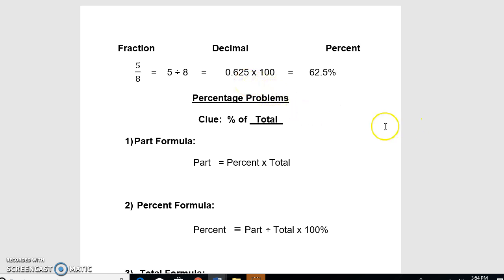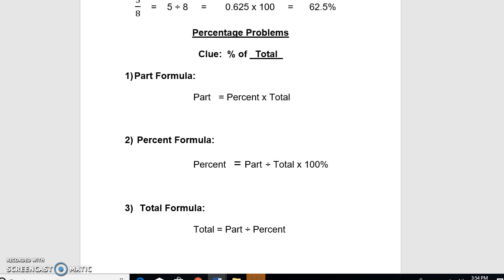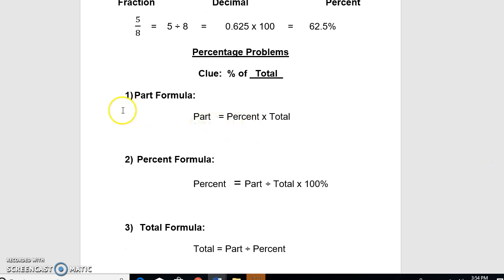And then we're going to see what we call percentage problems, and in percentage problems there are always three parts, three different things that we could be looking for: the part, the percent, or the total. And we're going to become familiar with the different types of word problems involving percentages. But the first step is to always determine, what am I looking for? Am I looking for the part? Am I looking for the percent? Or am I looking for the total?